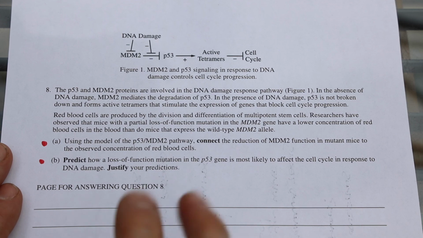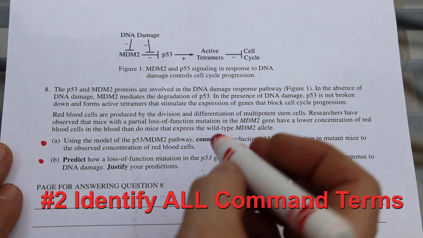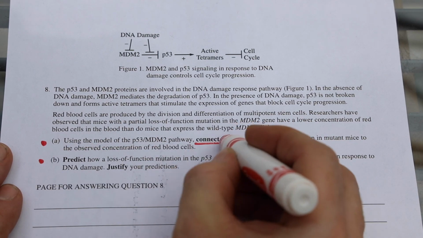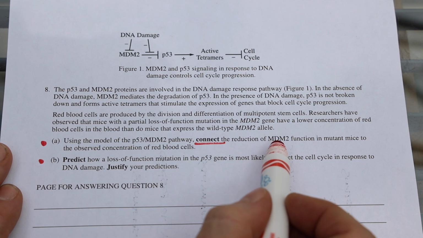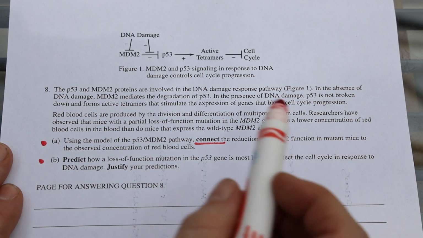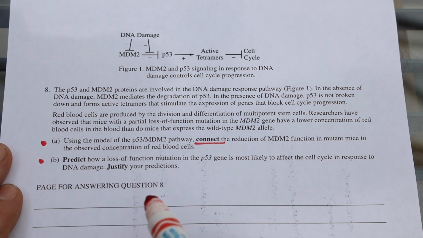Okay, so now I'm moving on to step 2. Step 2 is to identify all of the command terms. In part A, there's 1 command term. I'm connecting the reduction of MDM2 function in mutant mice to the observed concentration of red blood cells. They're going to tell me something about red blood cells.